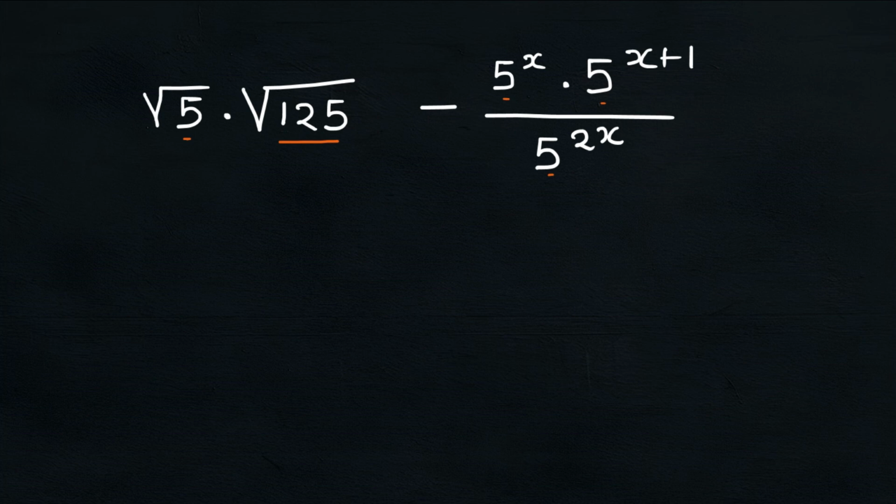So 125, we know that it is 5 to the power of 3, because if you do 5 multiplied by 5, this is going to give you 25. 25 multiplied by 5 is going to give you 125. So that is why we have to write 5 to the power of 3 to represent 125. Another issue that we have here is 5 to the power of x plus 1.